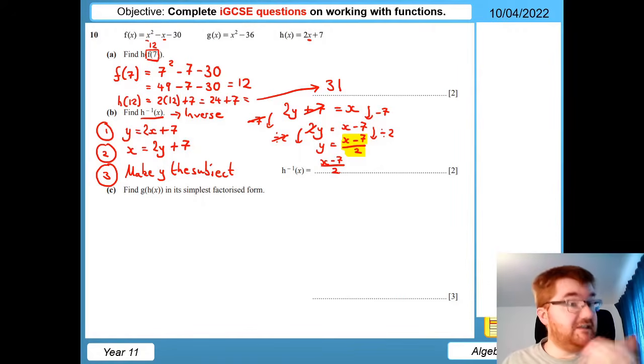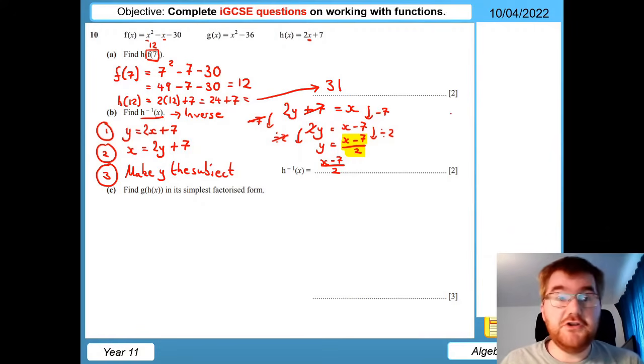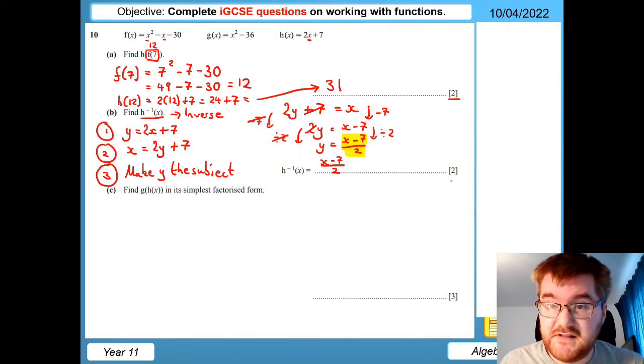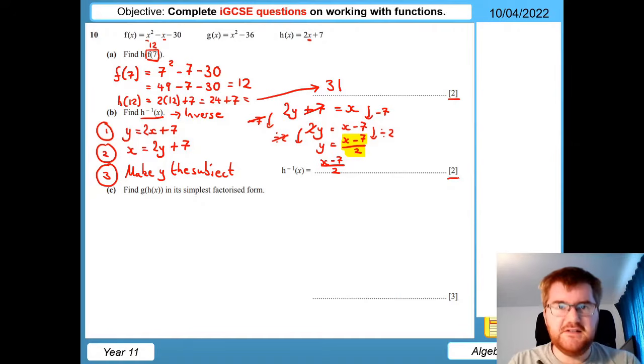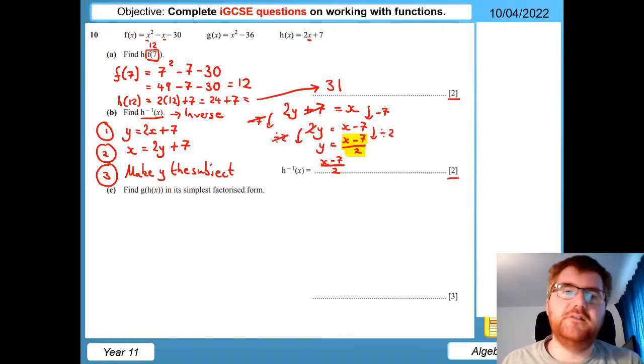And if you're aiming for, say, a C grade or even a B grade, you need to make sure you're getting these first two questions correct almost 100% of the time. So you've got that in the bag. So when we go into harder questions, then you've already got that grade secure on these questions.